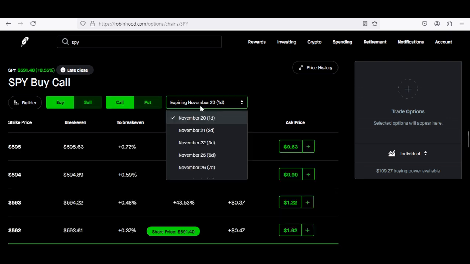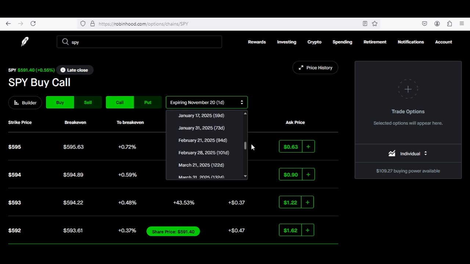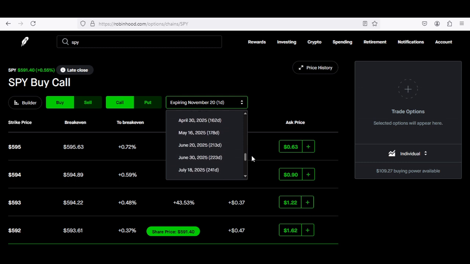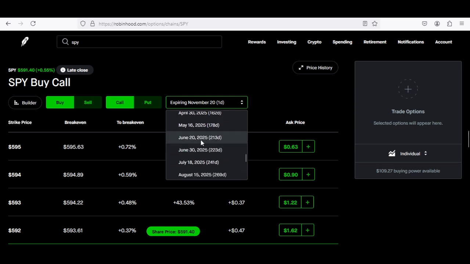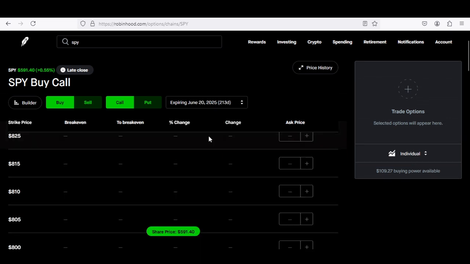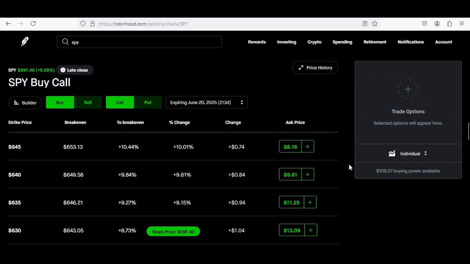When choosing your expiration date, feel free to choose any expiration date of your liking. It just must be 6 months or beyond. Okay, so I'm going to go with, let's see, June 20th, 2025. That gives us about 213 days to expiration. So this is how you go ahead and select your strike price.